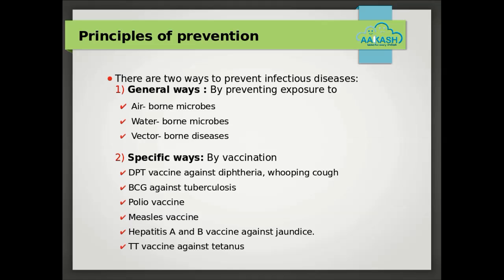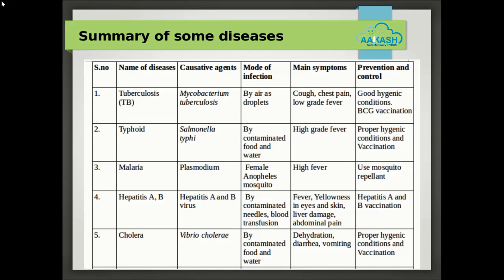Second, specific ways. In this method, the artificial immunity can be provided to the body to increase the resistance power to overcome the infectious disease. The artificial immunity can be provided by means of specific vaccines for protecting against the disease. Some common vaccines are DPT vaccine against diphtheria, whooping cough, BCG against tuberculosis, polio vaccine, measles vaccine, hepatitis A and B vaccine against jaundice, TT vaccine against tetanus.